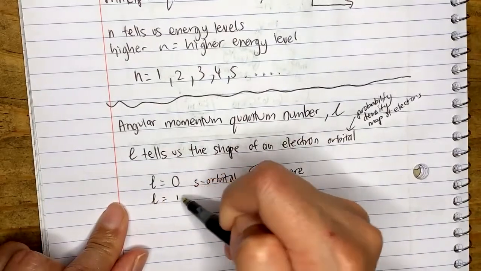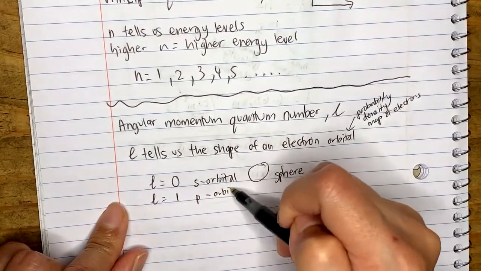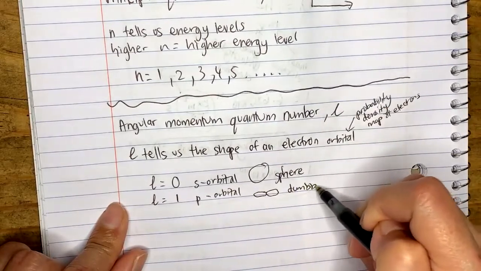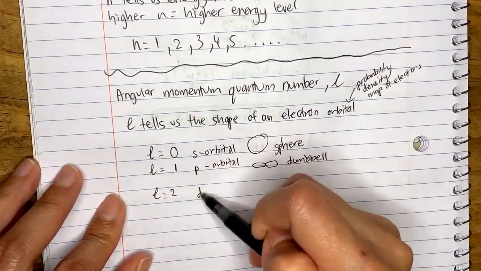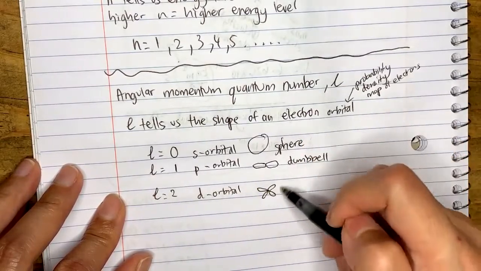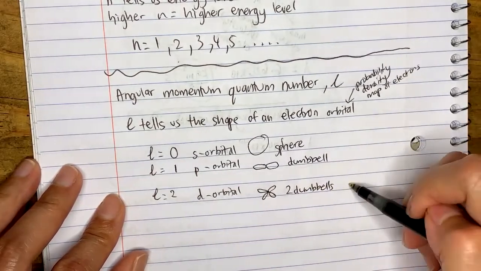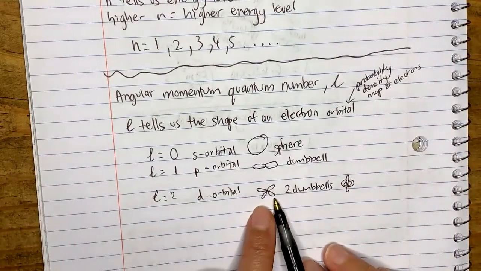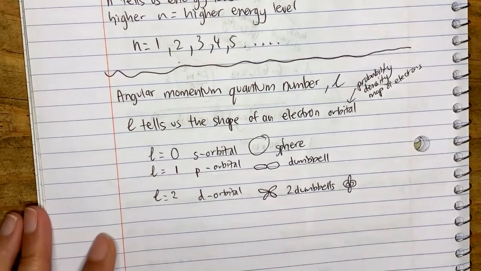L is 1, and it'll look like a P orbital, where it looks like a dumbbell. And then L is 2, a D orbital. It looks like 2 dumbbells stuck together. And actually there's one of them that looks like a donut ring around the dumbbell. It's like you go work out, carry some dumbbells, and after that you can eat a donut. That's how I remember it. Okay? So you have 2 dumbbells, that's a D orbital.